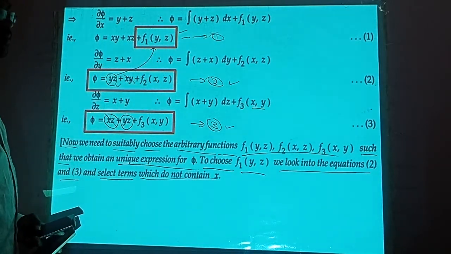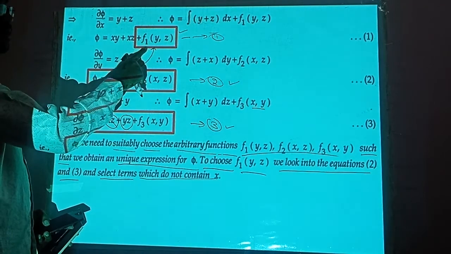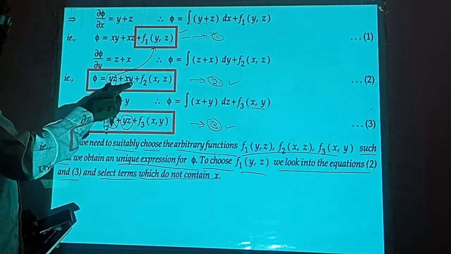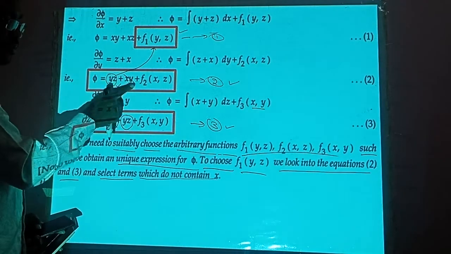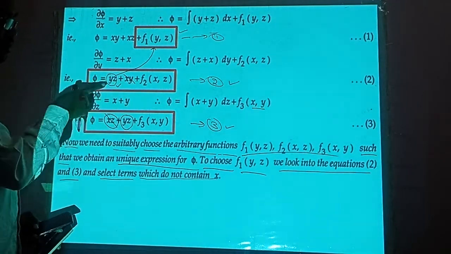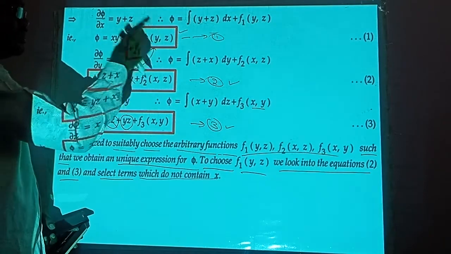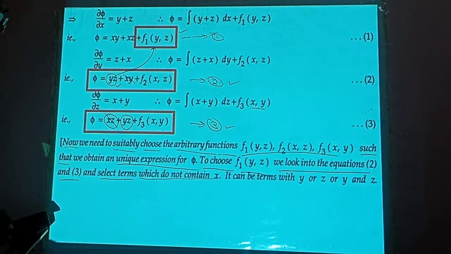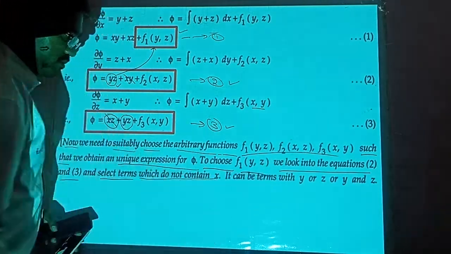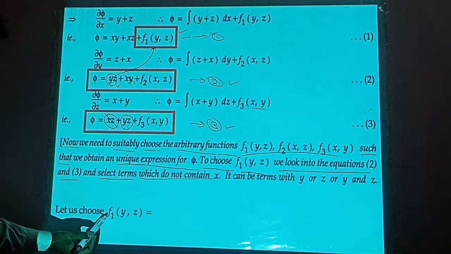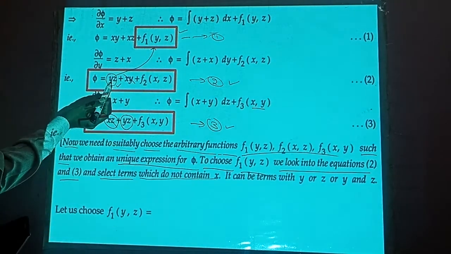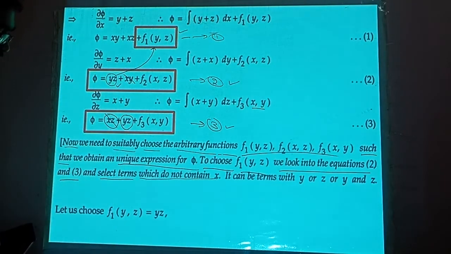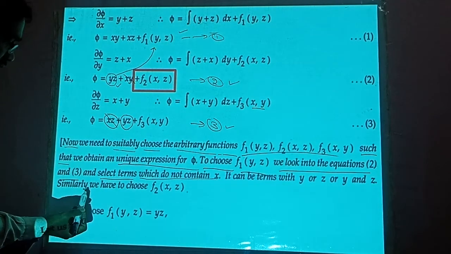So how did we select? To choose f1, look in the other equations for the terms independent of x. This is the only term, so we take this as f1. Let us choose f1 of y comma z. So what is f1 of y comma z? It is just yz. Now let us go for f2.